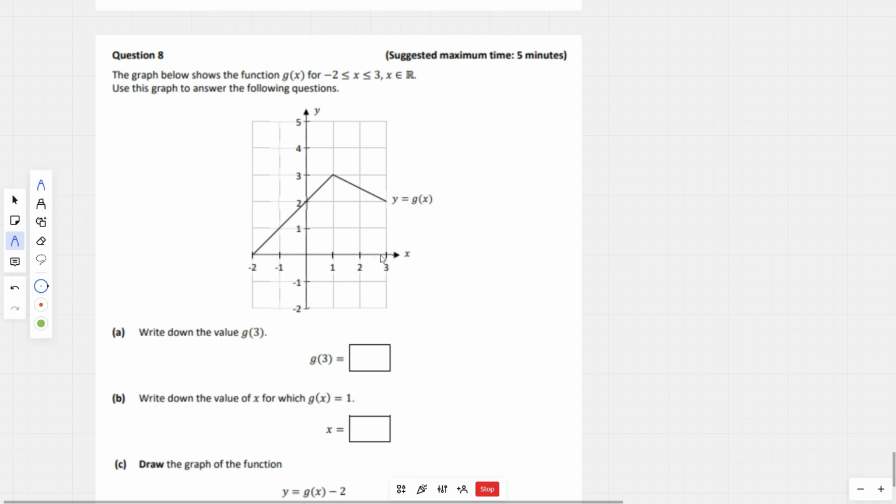But in this question specifically, it's asking what do we get if we put 3 in. So 3 being our input, we will get an answer of 2. So our g of 3 will be equal to 2.